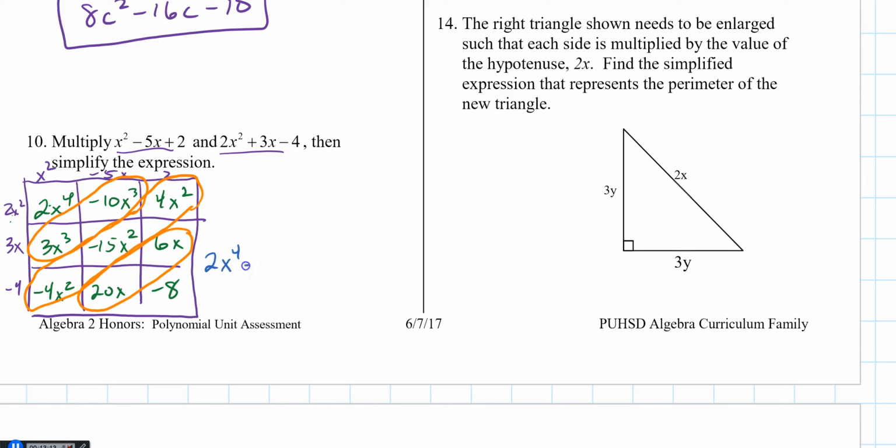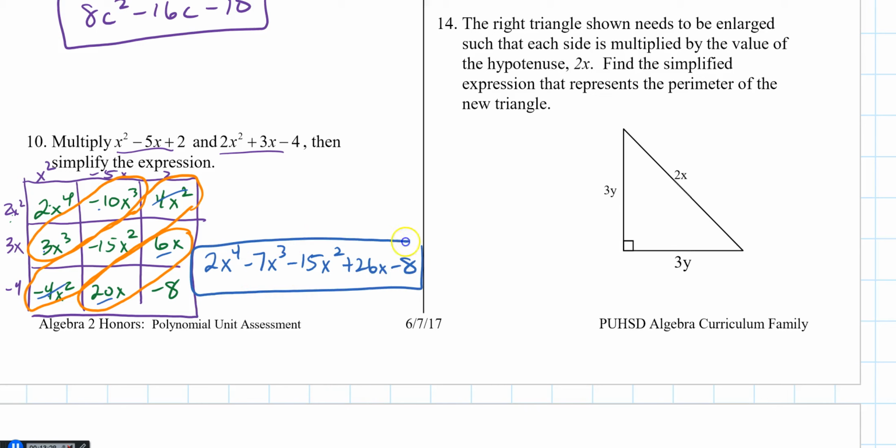2x to the 4th minus 7x cubed, because it's 3 and negative 10. Let's see, negative 4 and this positive 4 cancel out, so I'm left with negative 15x squared. 20x and 6x is 26x minus 8. And there's my product.